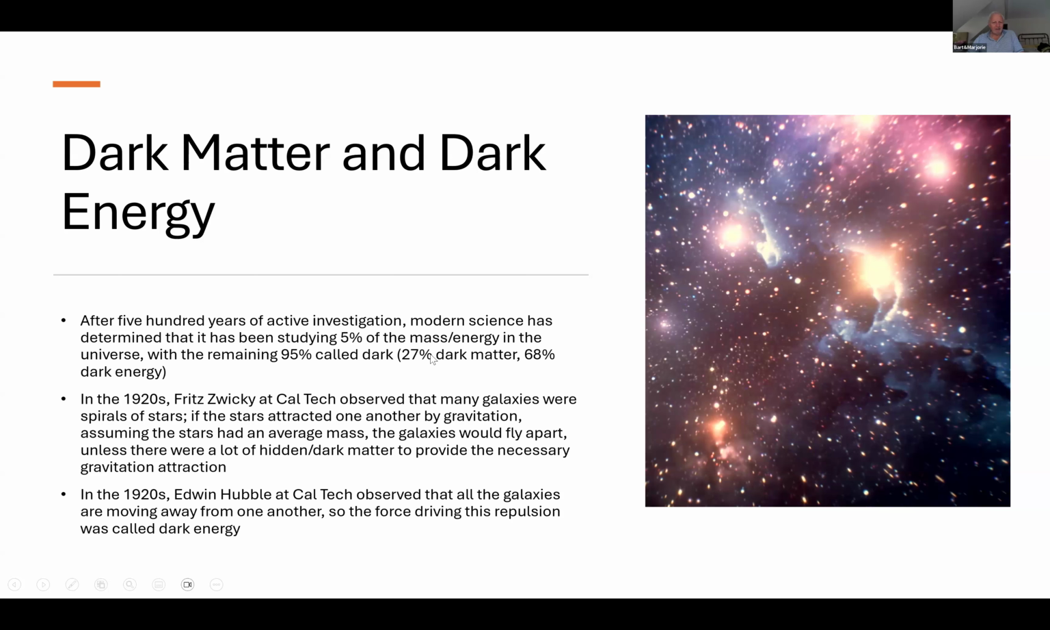We now estimate that to be 27% of the universe. So in other words, it's more than 5 times what we call matter or energy. Not a minor miss. In the 1920 timeframe, Edwin Hubble at Caltech observed that all the galaxies are moving away from one another, and the force driving this repulsion is called dark energy. This makes up 68% of the mass and energy in the universe that we're in.